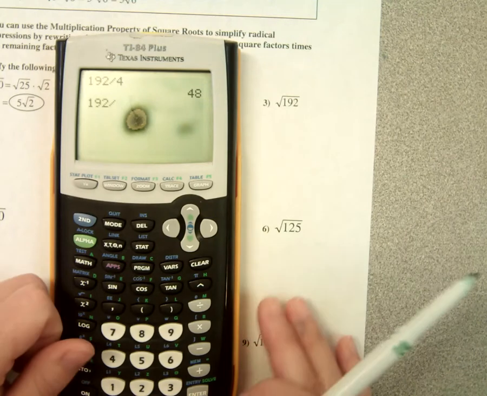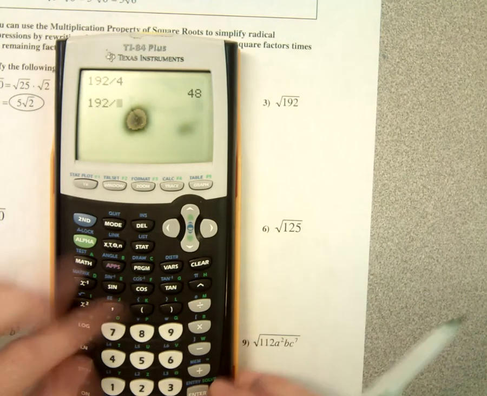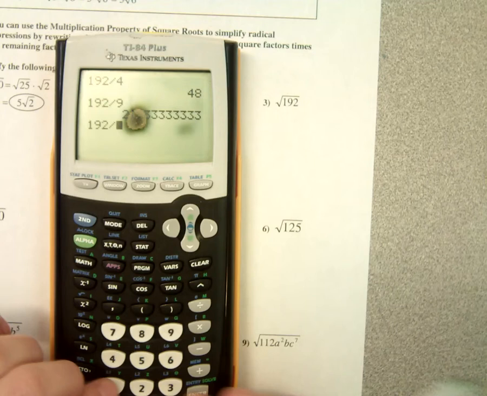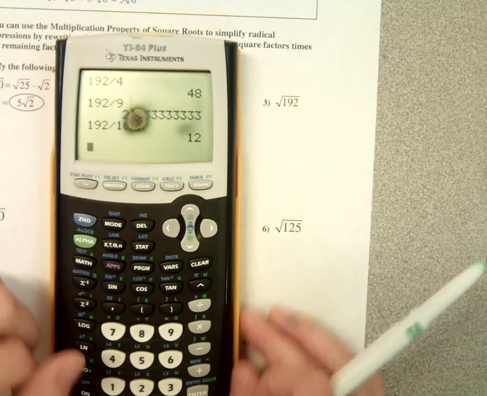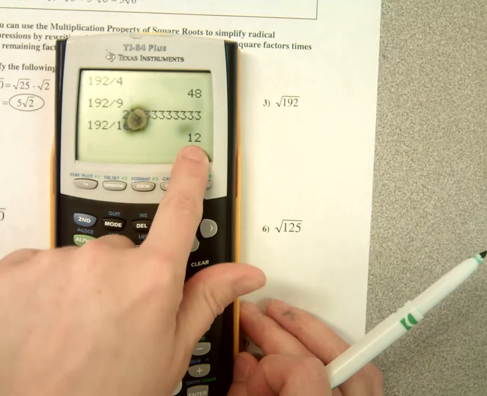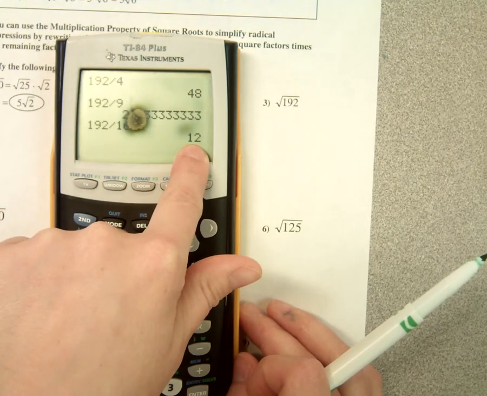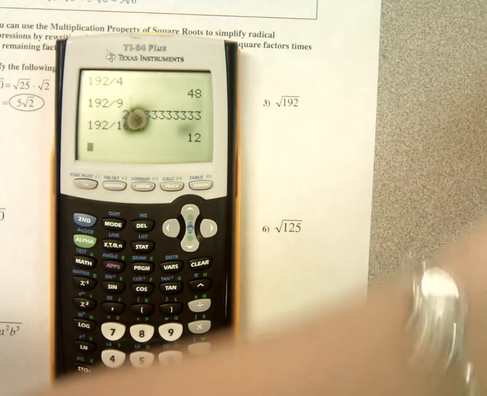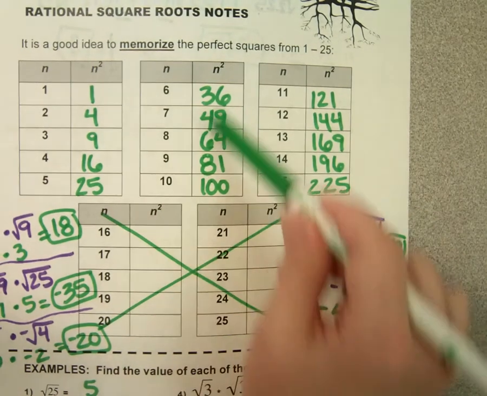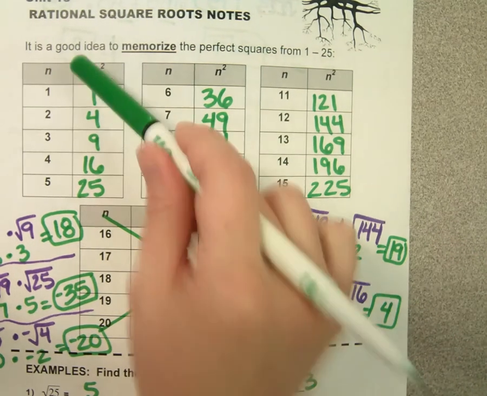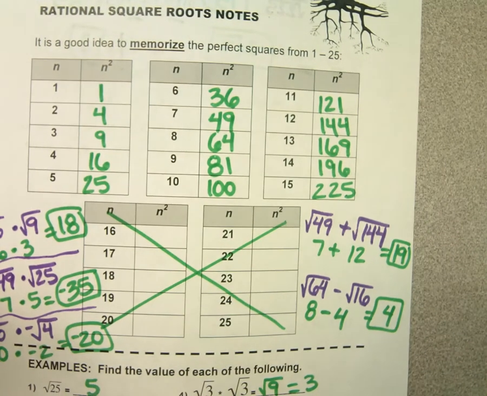Are you guys trying to find the largest perfect square that goes in? Come on, try it. 16. Yep, but can your answer be divided by a perfect square? This is like getting checked. So you need to keep going. 12's not a perfect square. You're trying to find the largest perfect square that will go into 192 evenly. I want to find the largest one.